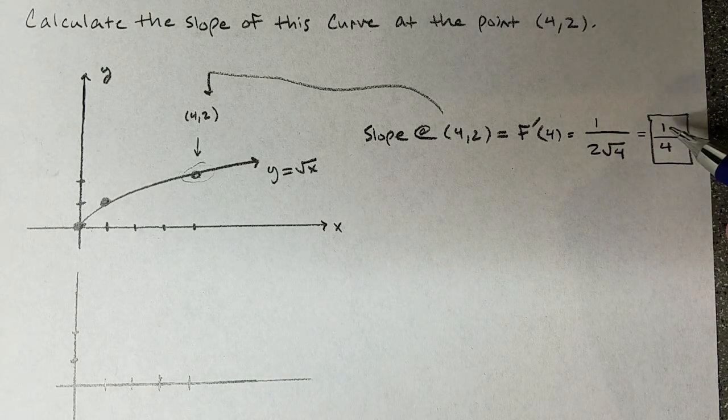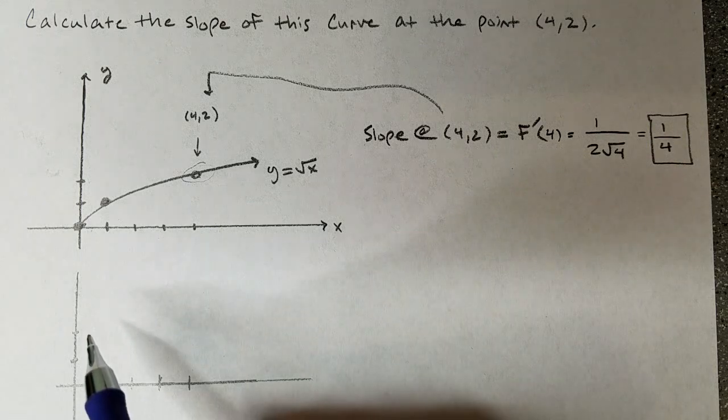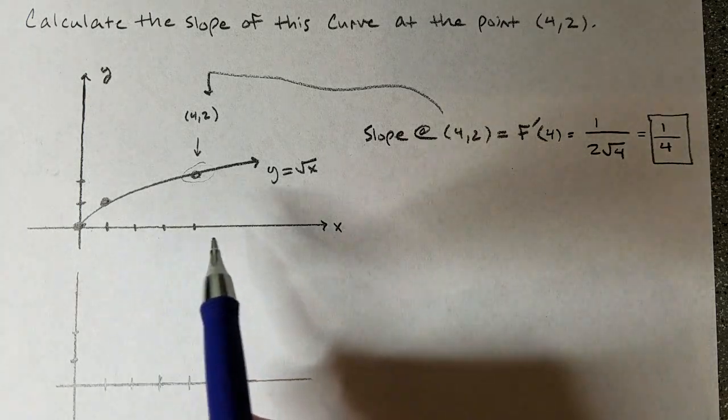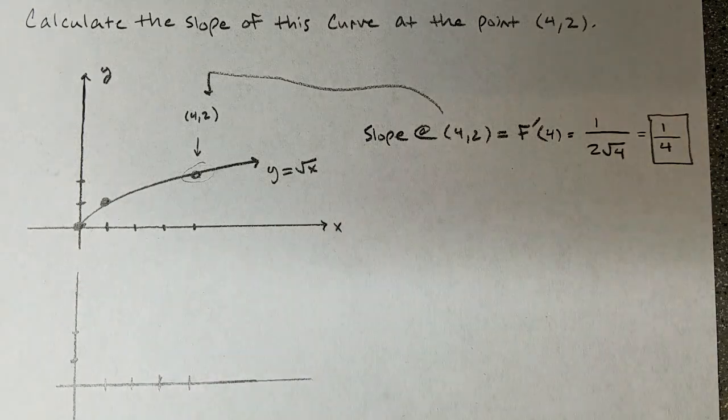So how would you draw a line that has a slope of 1 over 4? Well, that's the rise and that's the run. So here I drew another graph. I tried as much as I could to make the scale the same. It would have to be the same to make this comparison.